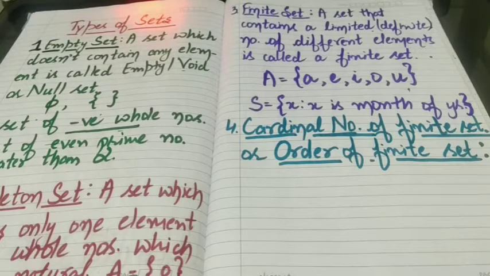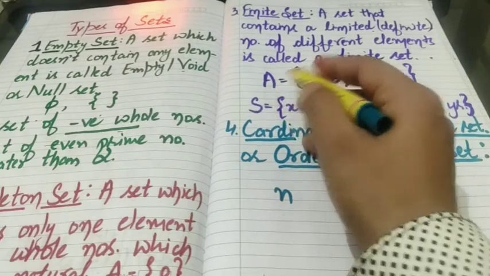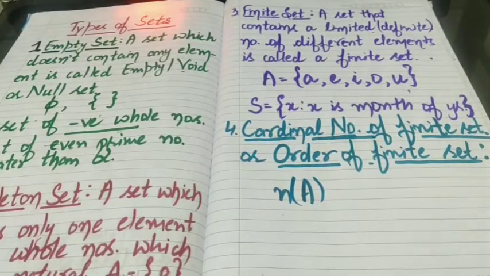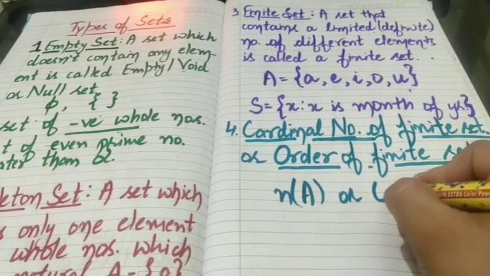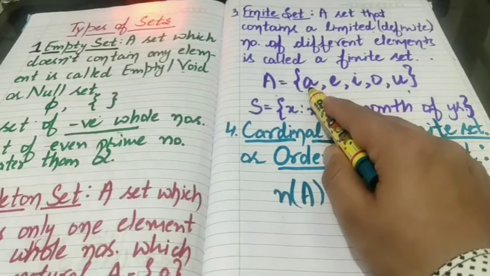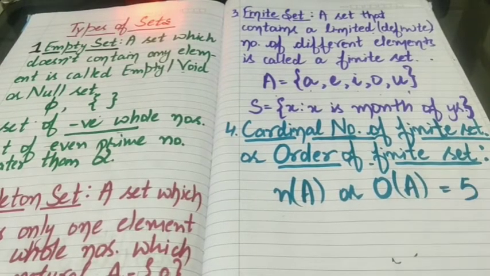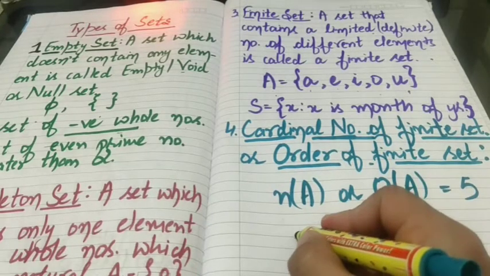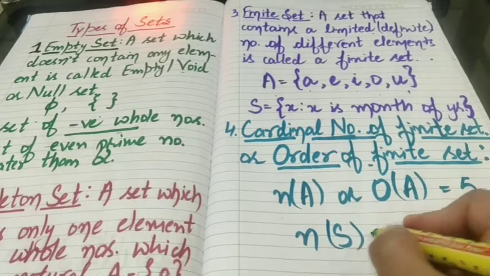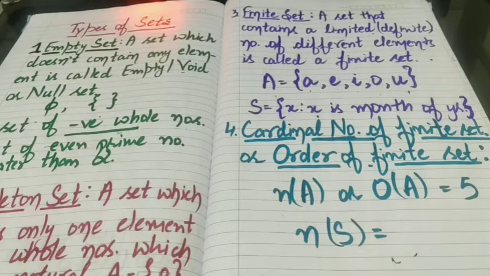Well students, next we have the cardinal number or order of a finite set. Well, the number of different elements in a finite set is called the cardinal number or order of that set, and it is denoted by, if the set is A, then its cardinal number is denoted by n(A), or sometimes it is also denoted as O(A), means order of A. Like this finite set A has only 5 elements, 1, 2, 3, 4, 5. So its order will be 5, or its cardinal number will be 5. In the same way, the cardinal number of set S is, since x is the month of the year and we know that a year has 12 months, so the cardinal number of set S is 12.